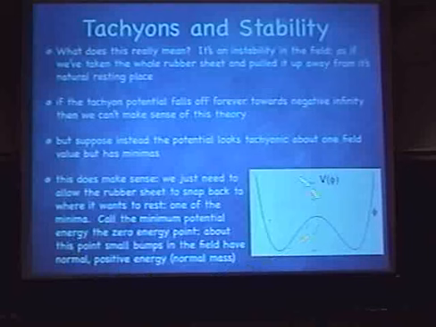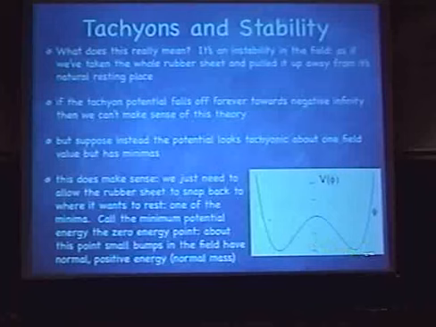And you'll notice that if the sheet settles in here, now a small perturbation, a small bump around this value, is associated with an increase in energy. And so if you start here and you call this the vacuum, then a small bump off this has a normal positive mass.